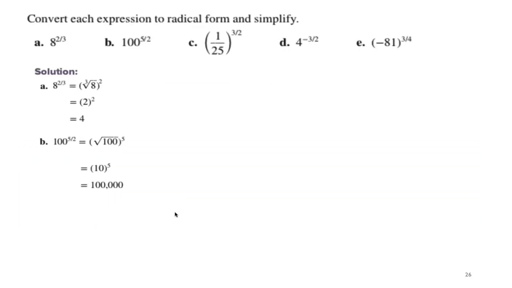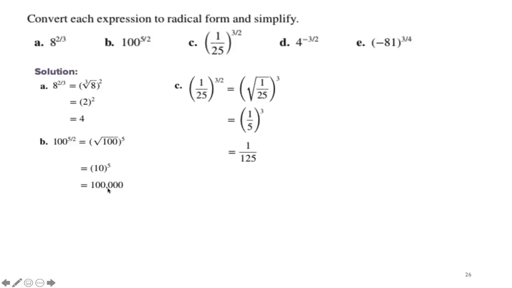So let's see some examples. 8 to the 2/3: the 3 is the cube root, the 2 is the power, so let's take the cube root first. The cube root of 8 is 2, and 2 to the second power is 4. And then 5 over 2 means that, again, take the root first. The square root of 100 is 10, and 10 to the fifth power is 100,000. Similarly here, 3/2 means that you take the square root and then raise to the third power. The square root of 1 over 25 is 1/5, raised to the third power is 1 over 125. Notice that the root here is always the principal root.